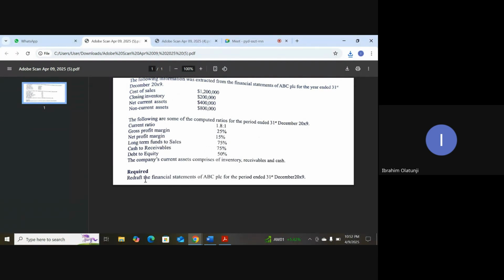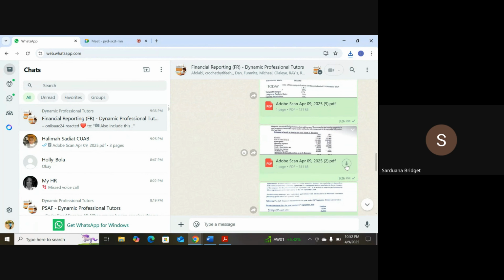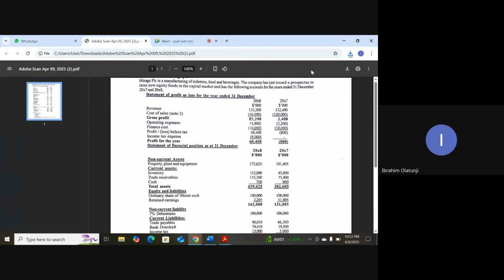This is also work back. They say redraft the financial statement. You can see from these ratios, all this information, they want you to use it to draft a financial statement. So this is also work back. So let's leave the work back. Are you following, please? Yes, sir. Okay. We are still going to it. Look at this one now.